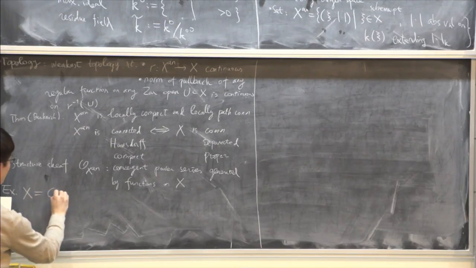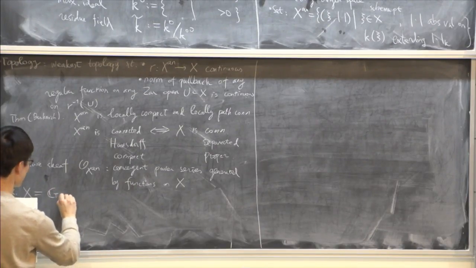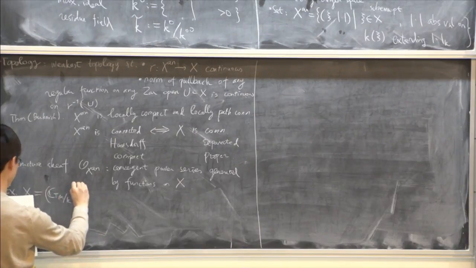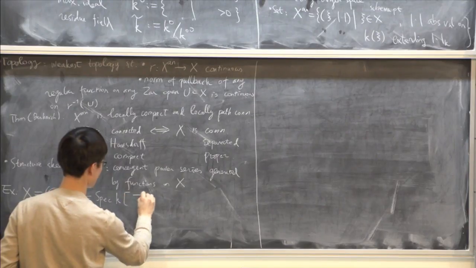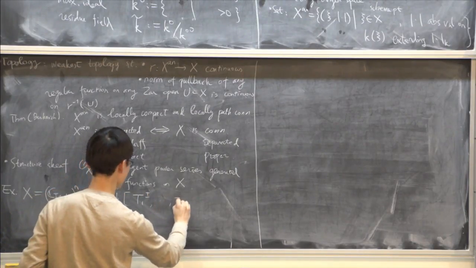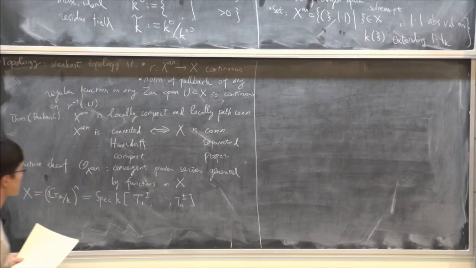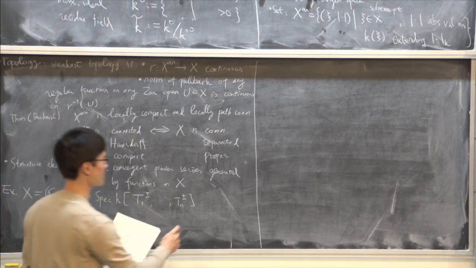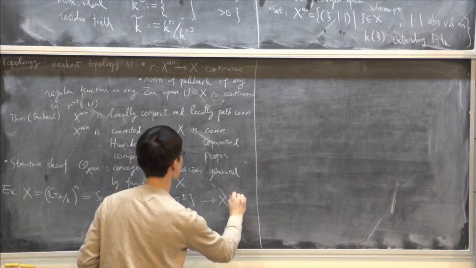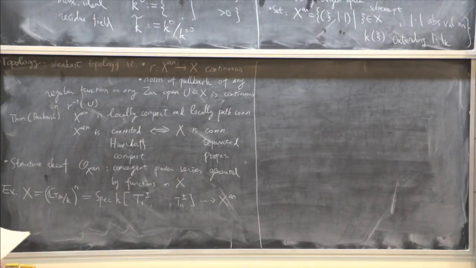We take X to be the algebraic torus over K, which is spec of this guy. So we can consider its analytification by the analytification functor. So this is a nice G_m, sorry.